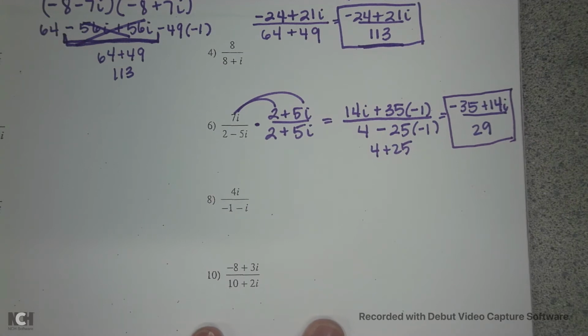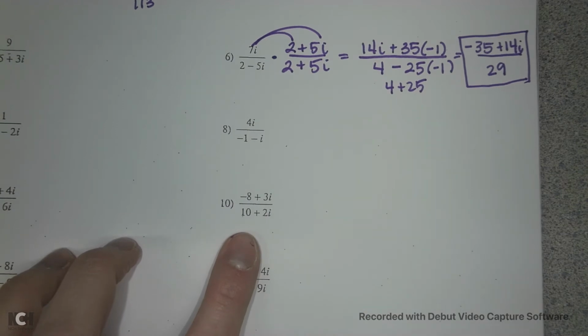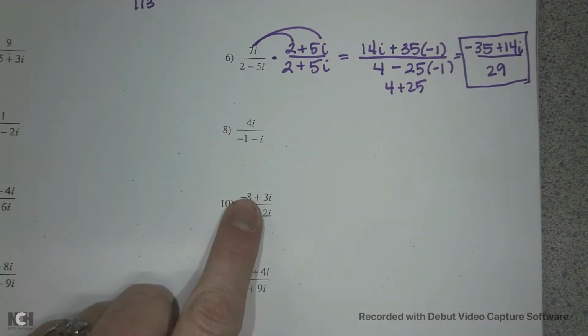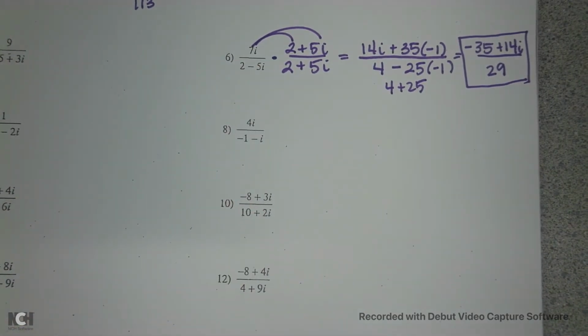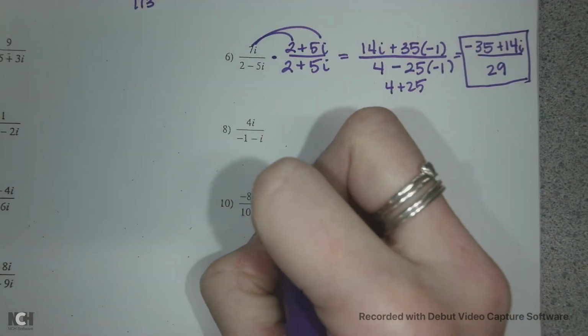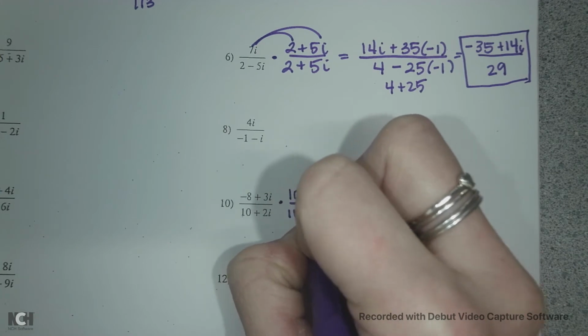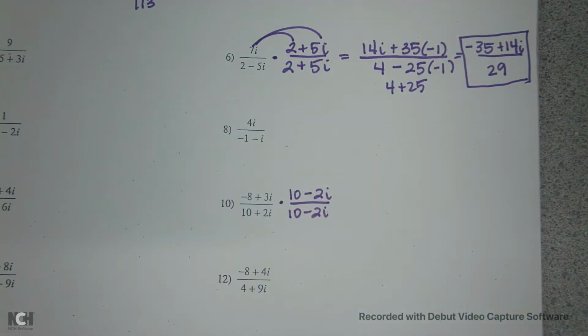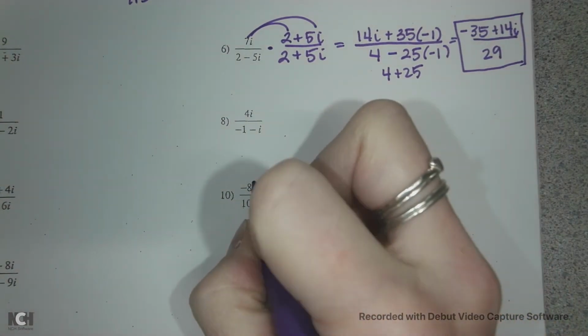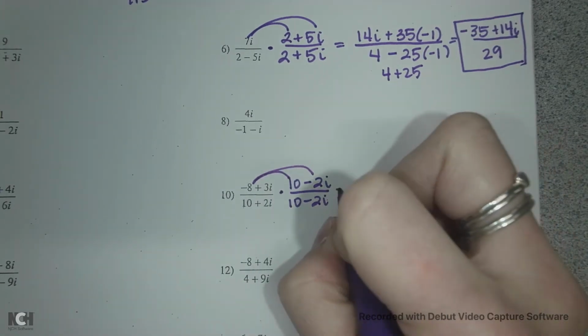So let's try another one. Oh, number 10 is a good one. Okay, so it doesn't matter if you have one term on the top or 2 terms, you just have to distribute. So I'm going to multiply by the opposite on the bottom with both the top and the bottom because we're multiplying by 1. So we have to distribute the negative 8 to the 10 and the negative 2i.